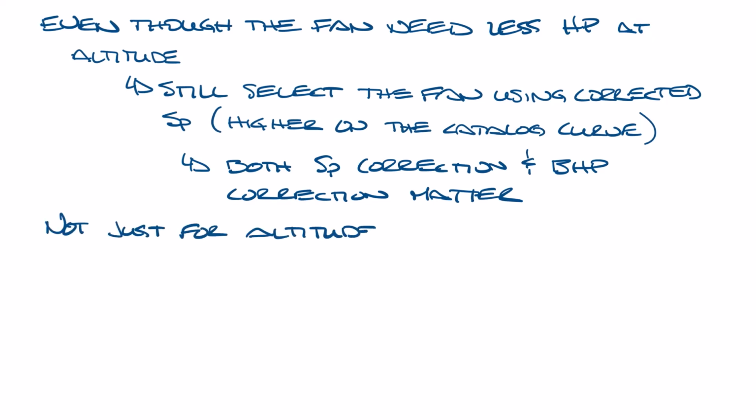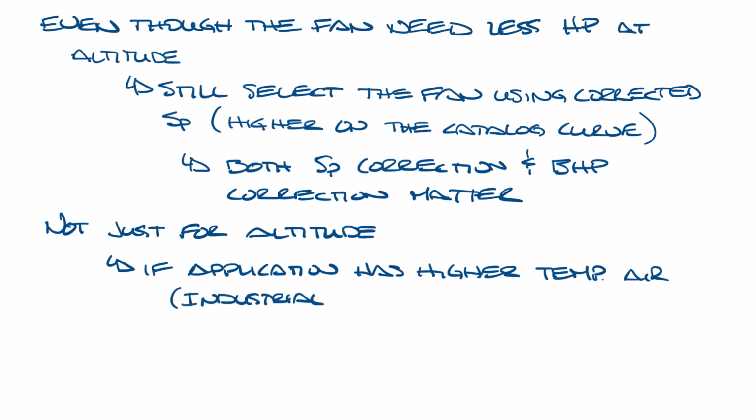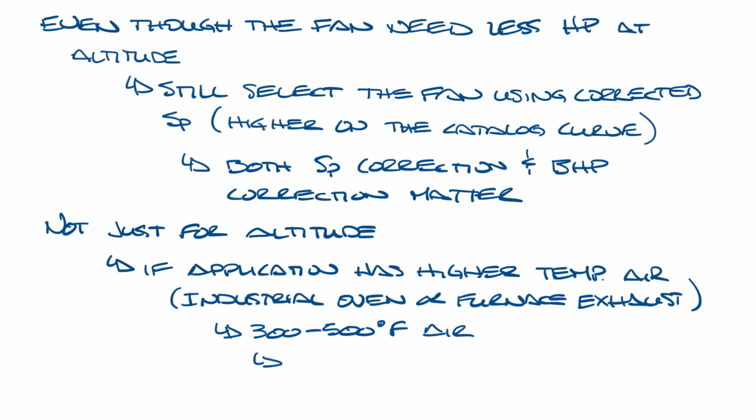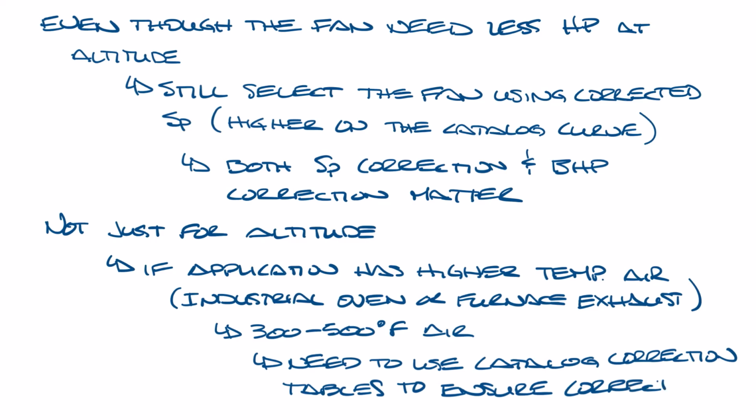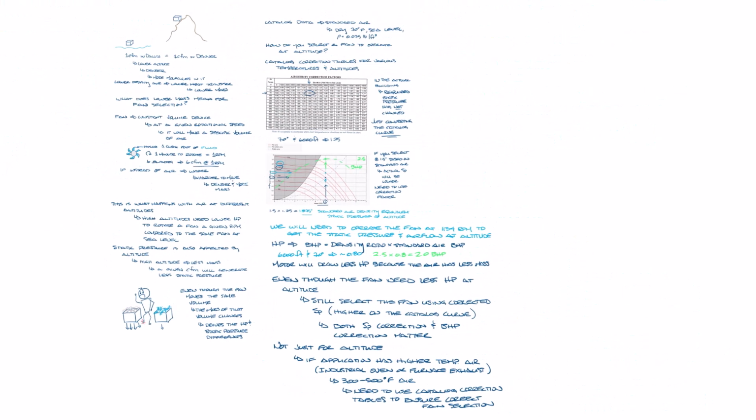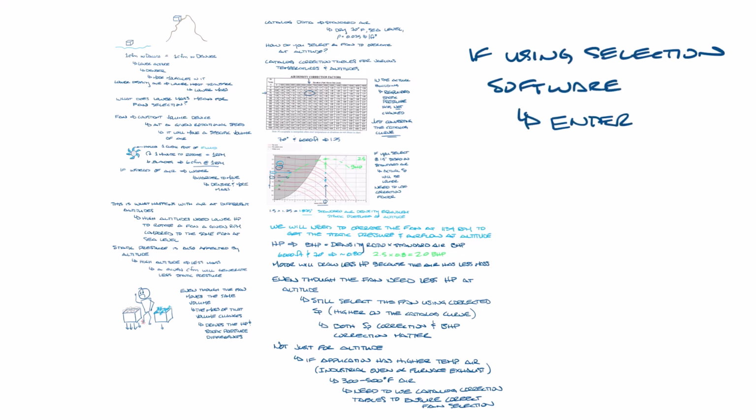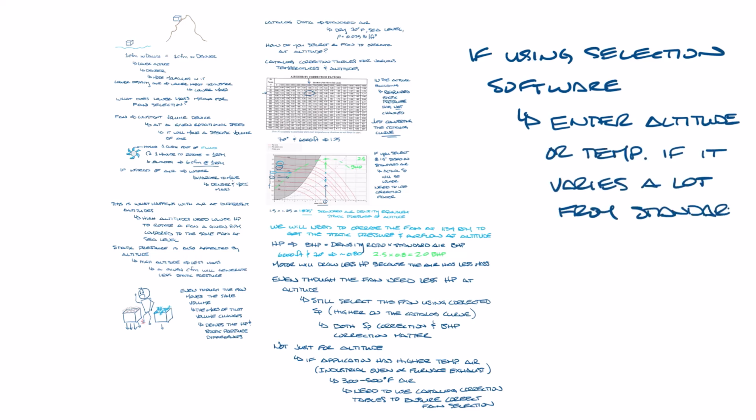And this is not just for altitude. If your application has higher temperature air, such as an industrial oven or furnace exhaust application, where you could have 300 to 500 degree air, you would also need to use the catalog correction tables to ensure the correct fan selection. So let's bring everything back on screen. Of course, you're most likely using selection software, in which case you just need to make sure you enter the altitude or temperature if it varies a lot from standard air. So that's how altitude and temperature affects fan operation and selection.